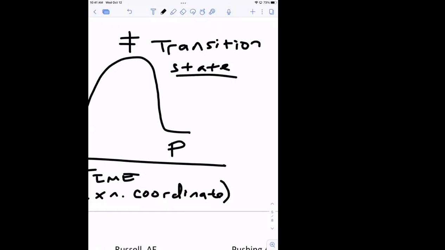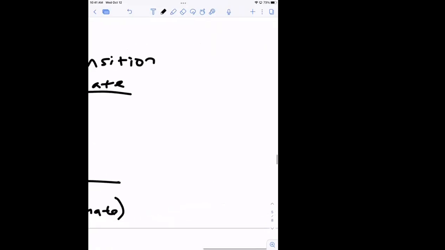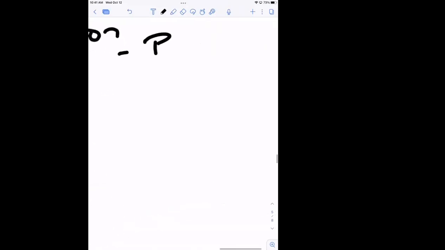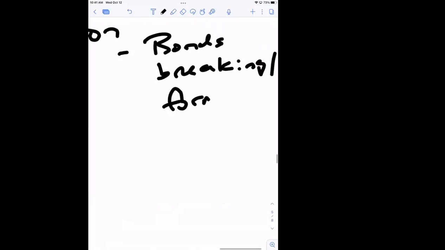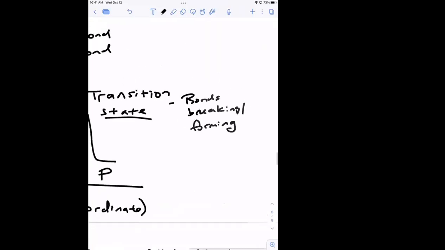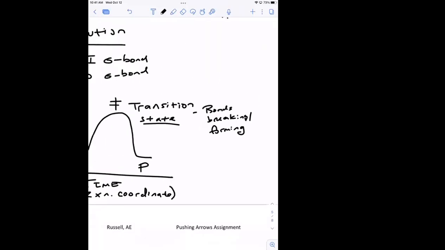So things are changing, right? Bonds are being broken and bonds are being formed. That's what that is, literally. So this is bonds breaking and bonds forming. Every reaction goes through a transition state.